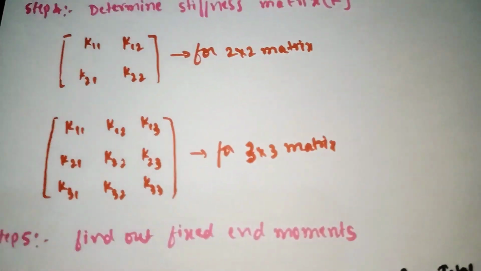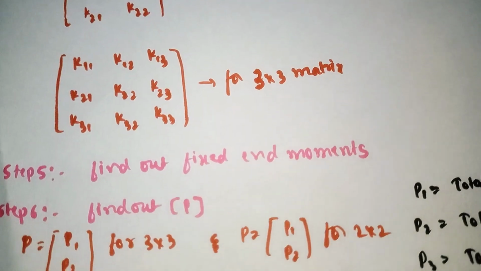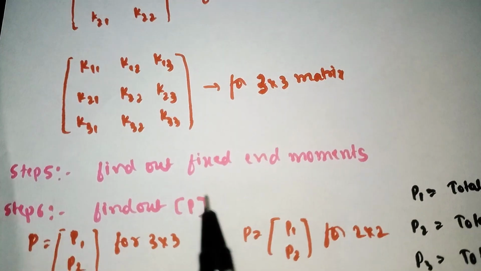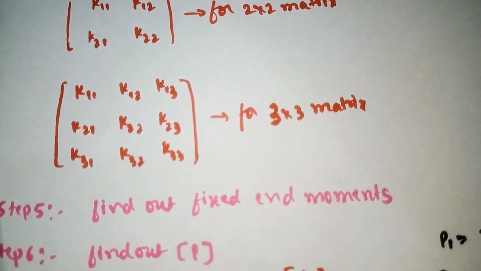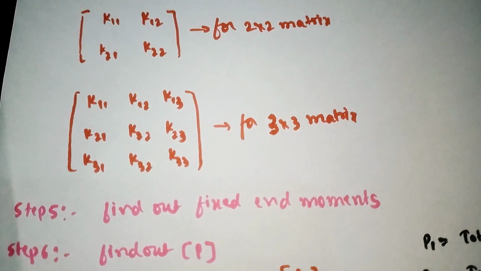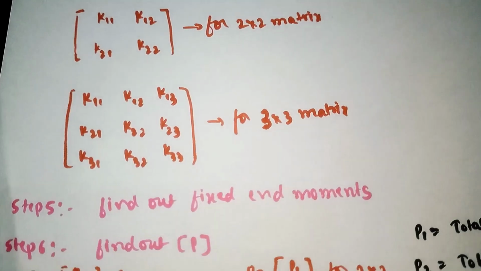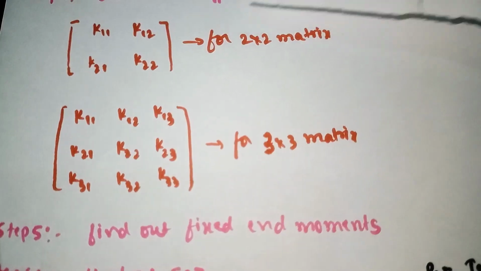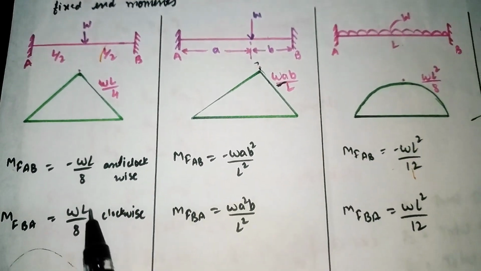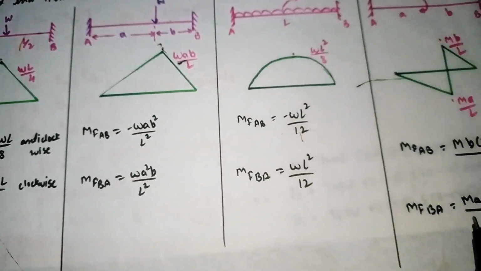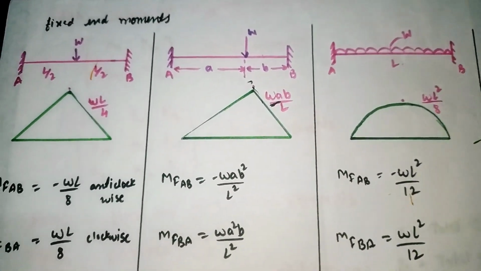Our next step, step number 5, is to find out the fixed end moment. We have already seen how to find the fixed end moment while doing the slope deflection method as well as the moment distribution method. I have already told how to find the fixed end moment, so you can go through that video. To find the fixed end moment we need to use this formula. By using this formula we'll calculate the fixed end moment for this particular kind of span.